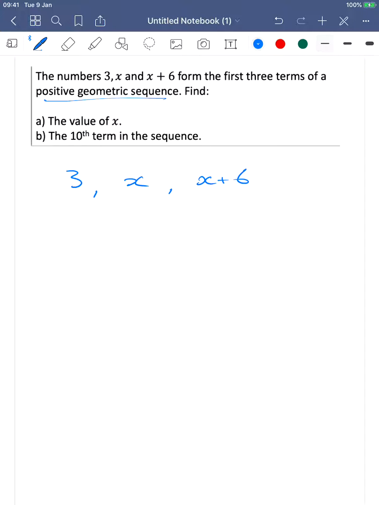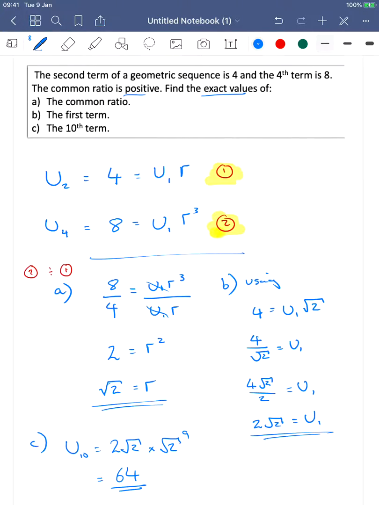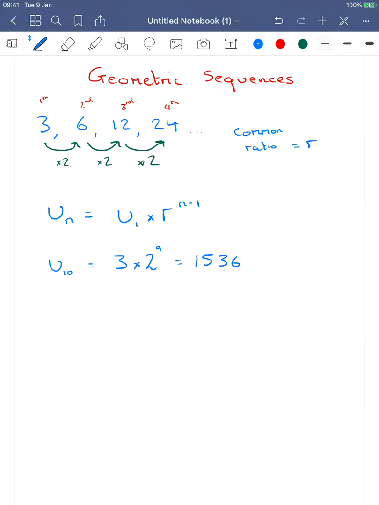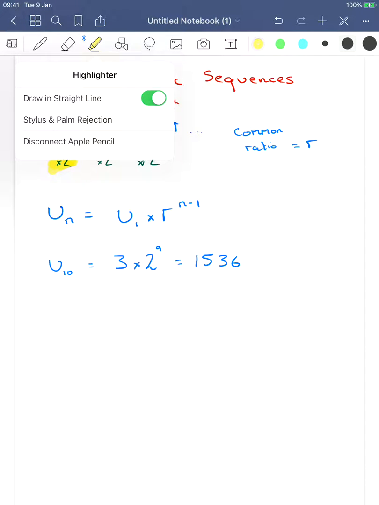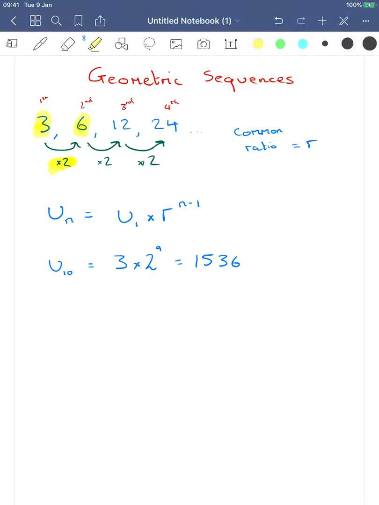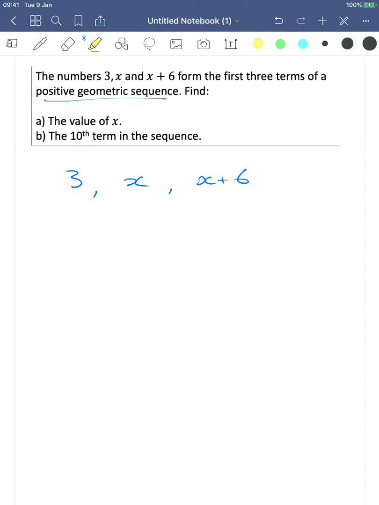Now, when we talk about the geometric sequence, we're saying that any number divided by its previous number will equal the common ratio, whatever that is. So in this one, 6 divided by 3, that equals 2. If I try a different one, if I did 24 divided by 12, that would equal the common ratio too. And that's the idea that I'm going to use here.